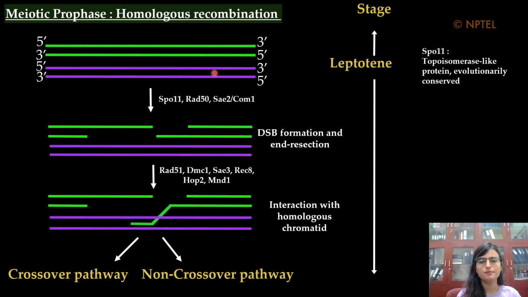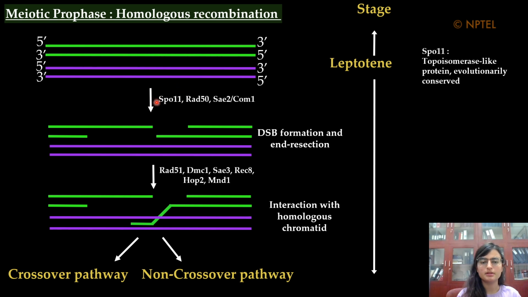Now on the left side, we are showing a pair of homologous chromosomes, one in green and one in blue. On the right side, we are showing the stage wherein each of these mechanisms occur. Now let's follow the schematic. The first protein which comes into the picture during the initiation phase is called SPO11. Now SPO11 is a topoisomerase-like protein which is evolutionarily conserved across organisms. And what it does is, it induces the double-strand breaks in one of the homologs in the pair. As you can see here, the double-strand break is induced on the green homolog in the pair.